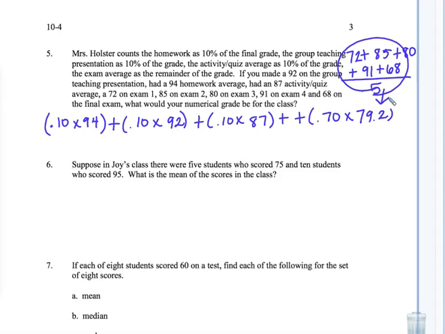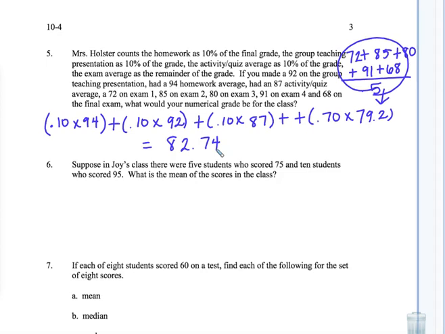We're going to do 10% times 94, 10% times 92, 10% times 87, and 70% times the 79 and 2/10. I'm going to add all that up. When I add all of that up, I get that my grade is 82 and 74 hundredths. So that's how you calculate a grade based off of percents.